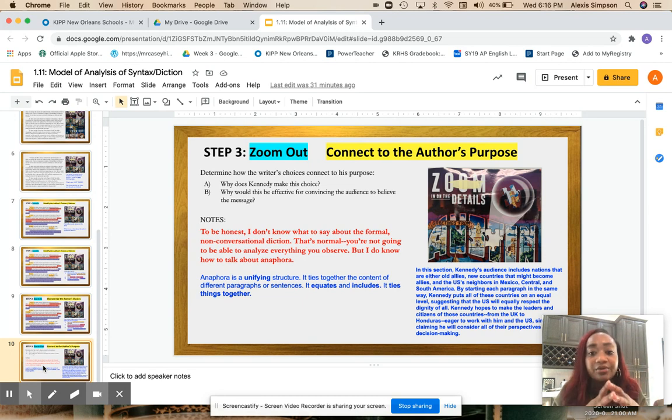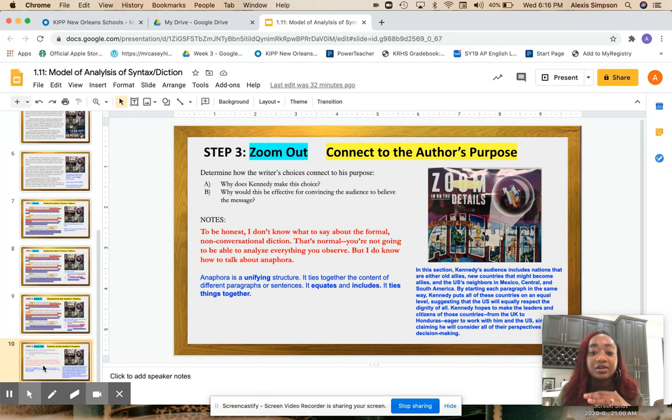So now I'm going to go over my response to this question to you. When analyzing this section, I said, in this section, Kennedy's audience includes nations that are either old allies or new countries that might become allies, and the United States' neighbors in Mexico, Central, and South America. By starting each paragraph in the same way, Kennedy puts all these countries on an equal level. So he's showing respect for everybody, right? Suggesting that the US will equally respect the dignity of all of these countries.